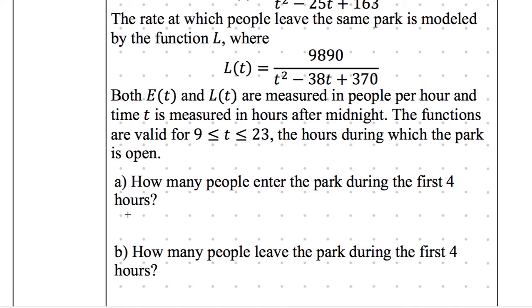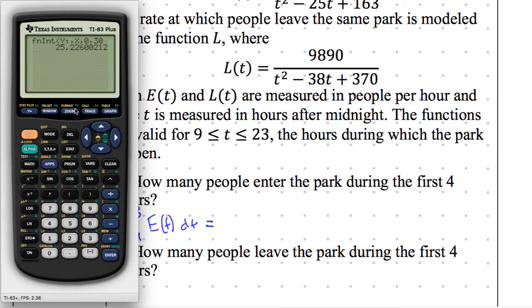It's very similar to what we just did. Would it be integral of e of t? Integral of e of t, yep. 0 to 4, dt from 0 to 4? Not quite, because our bound should start at 9. All right, it would be 4 to 9? No, it should start 9 to 13. There it is, Arrow. 9 to 13. Those are the first 4 hours in which the park is open. All right, so this is what we're going to be finding.